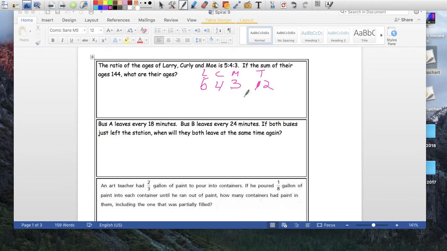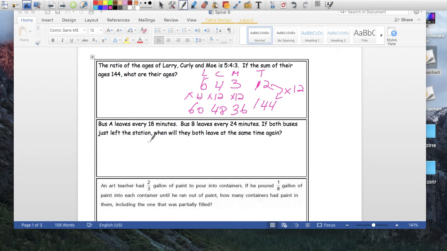But what happens when the sum of their ages is 144? Well, then you find a relationship. You write 144 under the 12 because that's also the total. So what's the relationship here? Times 12. Everything's going to be times 12. So I guess they're really old now. Larry is 60. Curly is 48. And Mo is the youngest one at 36. Okay.